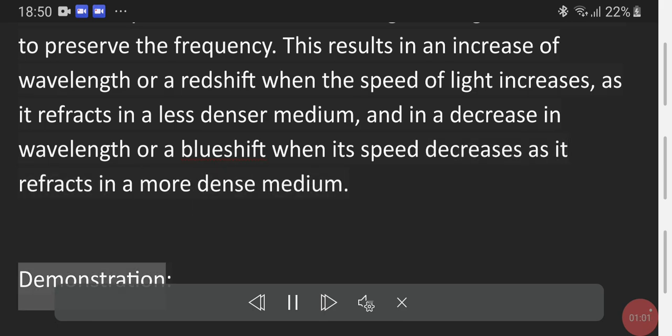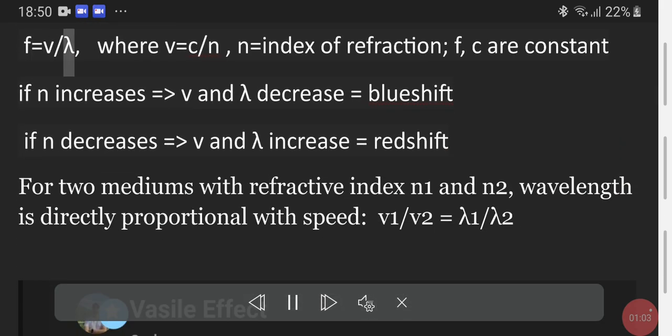Demonstration. f equals v lambda, where v equals c over n, n equals the index of refraction, and f and c are constant. If n increases, v and lambda decrease, which equals blueshift. If n decreases, v and lambda increase, which equals redshift. For two mediums with refractive index n1 and n2, wavelength is directly proportional with speed, so v1 over v2 equals lambda1 over lambda2.